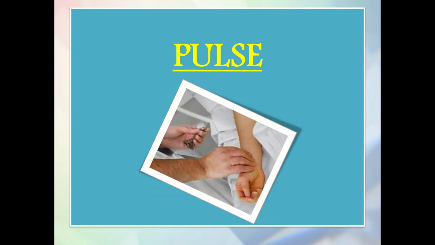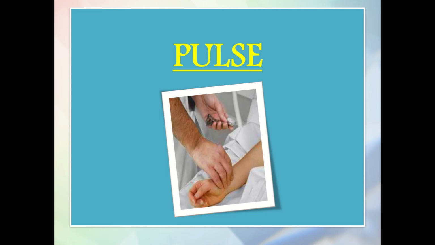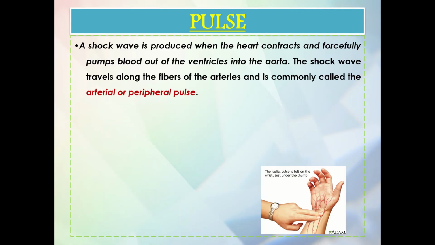Okay, next we have pulse. So we are done with the first vital signs or VS kung tawagin, and that is temperature. The second is pulse. So let's talk about pulse rate or pulse. So a pulse, a shock wave is produced when the heart contracts and forcefully pumps blood out of the ventricles into the aorta. So the shock wave travels along the fibers of the arteries and is commonly called the arterial or peripheral pulse. So ito yung pulse na nararamdaman natin sa ating pasyente kapag kinuha natin yung kanilang PR or pulse rate.